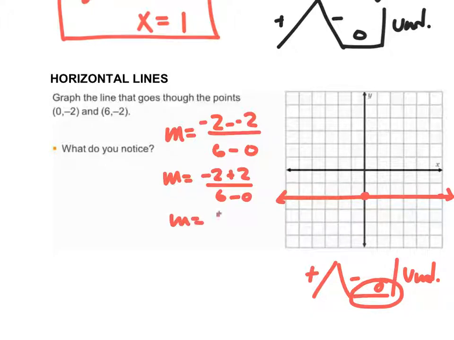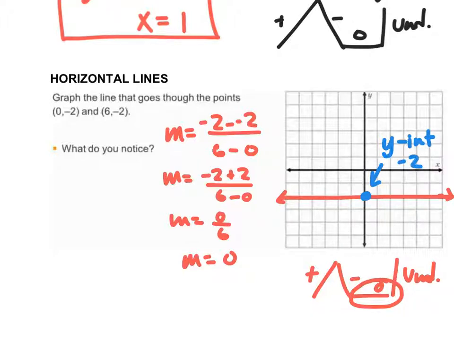So we're going to get 0 over 6. Therefore my slope is just equal to 0. We also notice a couple things. I notice that my y-intercept is equal to -2.